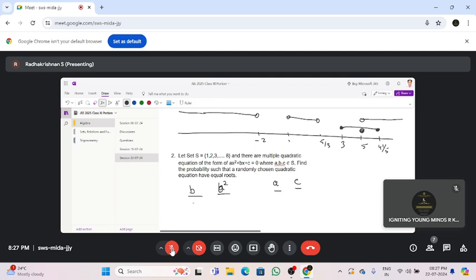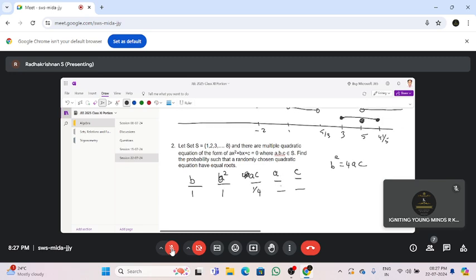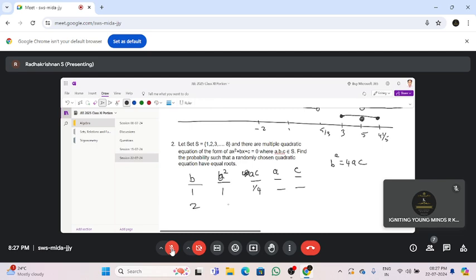So let us say b we put 1. The condition is b square equal to 4ac. If we put 1, b square is 1. So 4ac is 1, so ac will be 1 by 4. So we cannot choose any values for a and c. So ac becomes 1 by 4, not possible. Next we can put 2 and c.